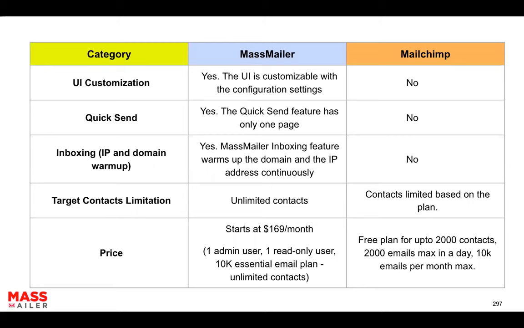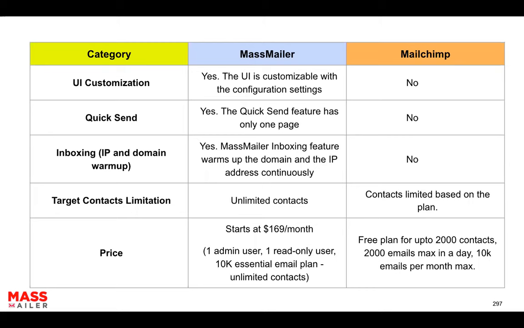Price-wise, you get the starting price of $169 per month. The essential package, or right now we call it the basic package. We just renamed it. One admin user, one read-only user, 10K emails per month, but you don't need to worry about the number of contacts. It's unlimited contacts, so that starts at 169.